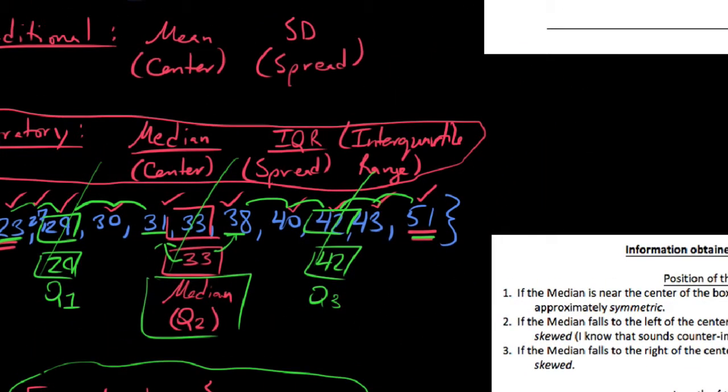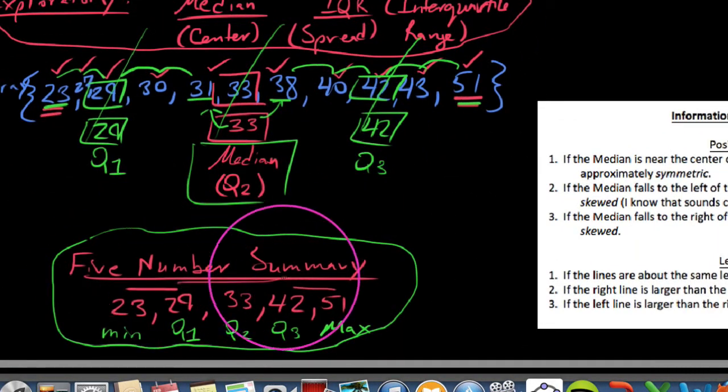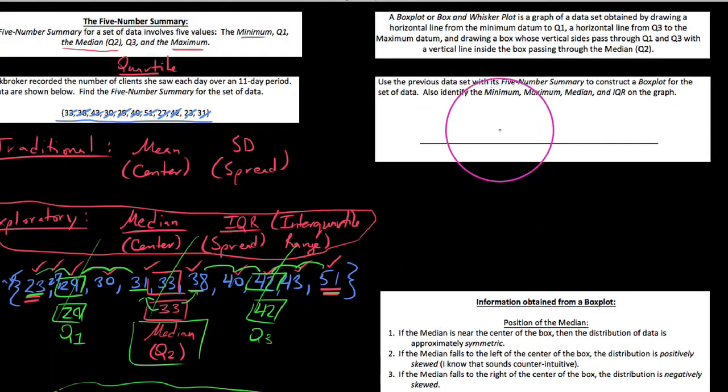And then we draw a box whose vertical sides pass through Q1 and Q3 with a vertical line passing through the median, which is Q2. So essentially we're going to put a box around these middle three data in here. Okay, so what this looks like in practice is this.